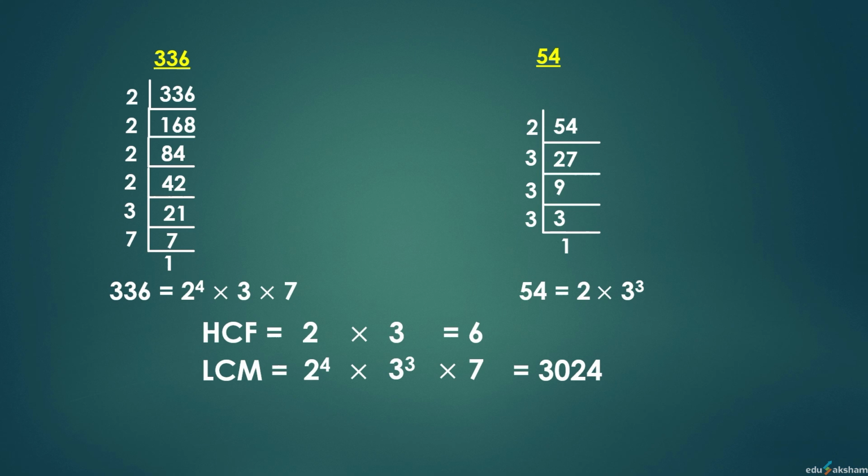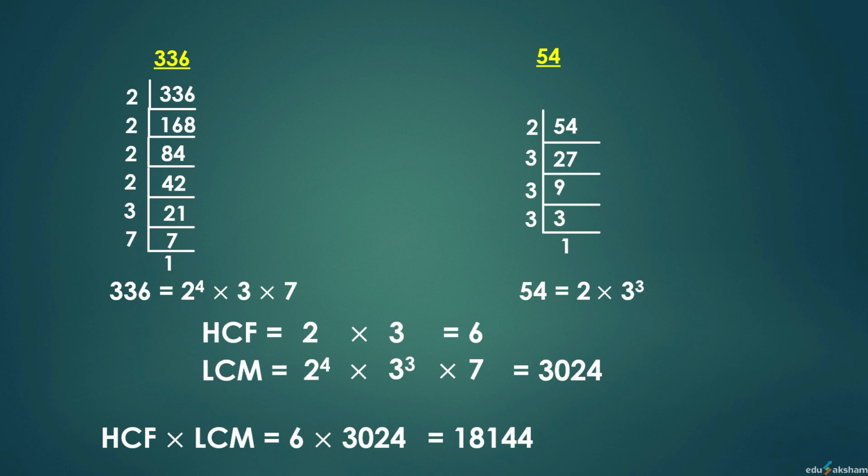Now, we must show that the product of the HCF and LCM is equal to the product of the two numbers. The product of the HCF and LCM is 6 into 3024, which gives us 18,144. When we multiply the numbers 336 and 54, we get the same answer, which is 18,144. Therefore, we have found the HCF and LCM of all the three pairs of numbers, and we have also verified that the product of the HCF and LCM is equal to the product of the two numbers.